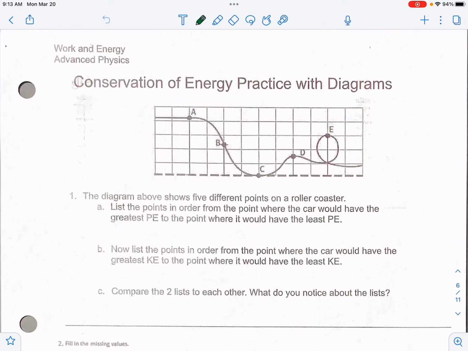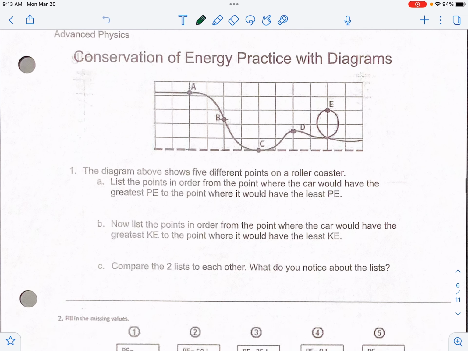Okay, so this video is going to start on page 30. We're going to talk about conservation of energy with actual diagrams. Number 1: the diagram above shows the 5 different points on a roller coaster. List the points in order from the point where the car would have the greatest potential energy to the point where it would have the least.